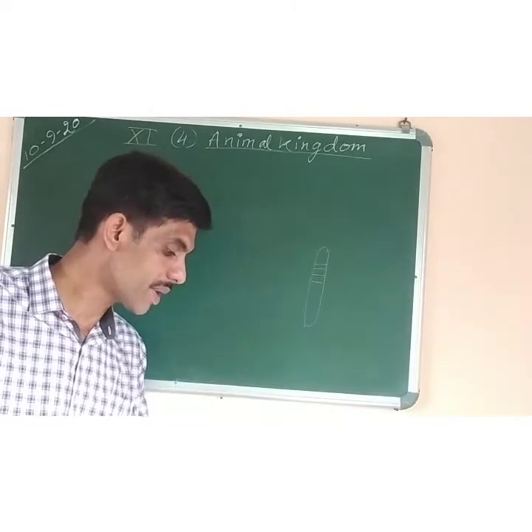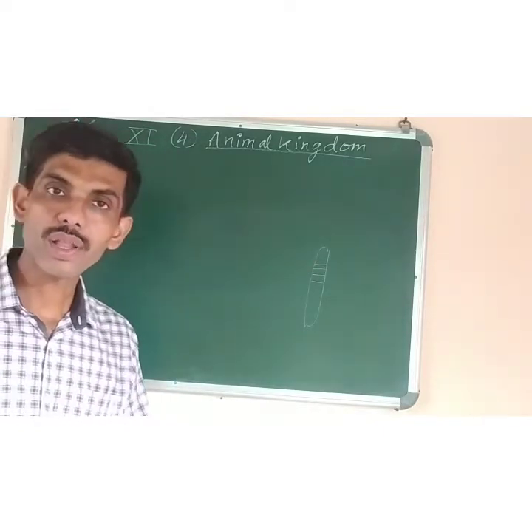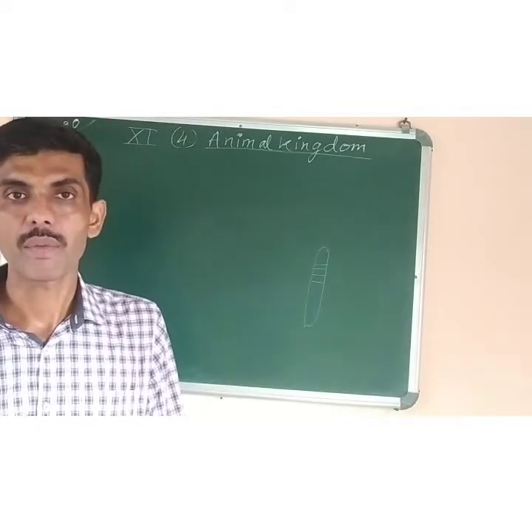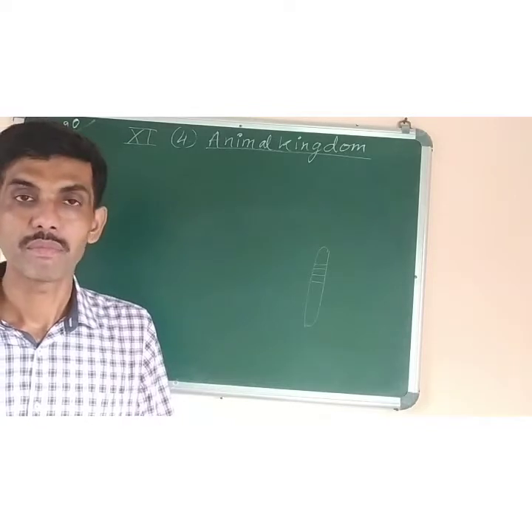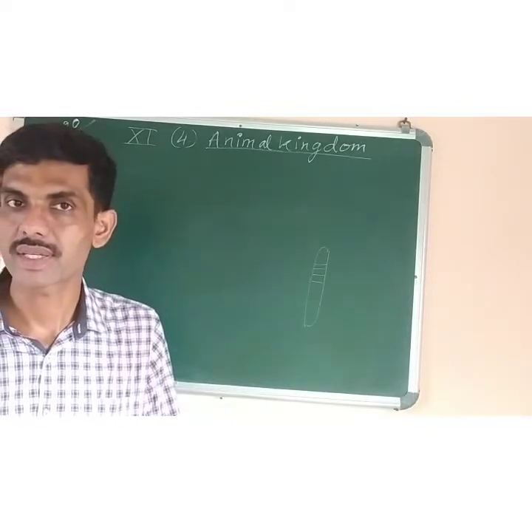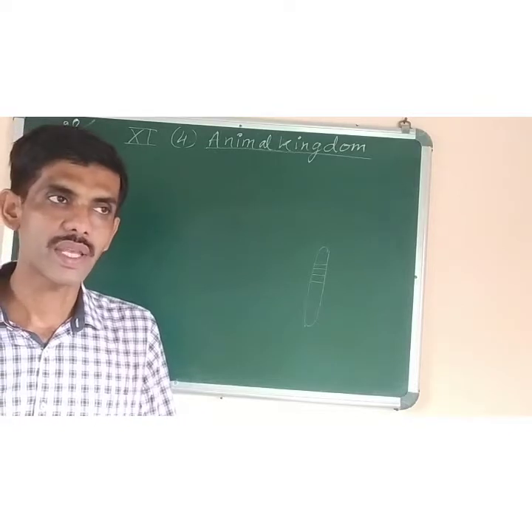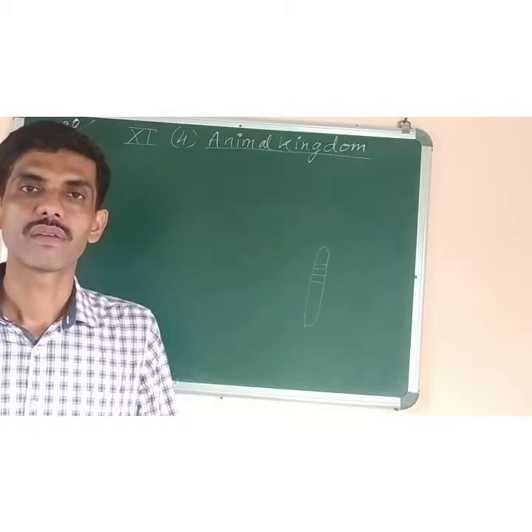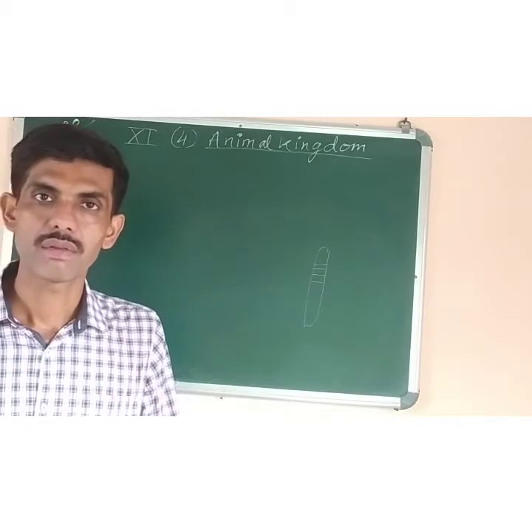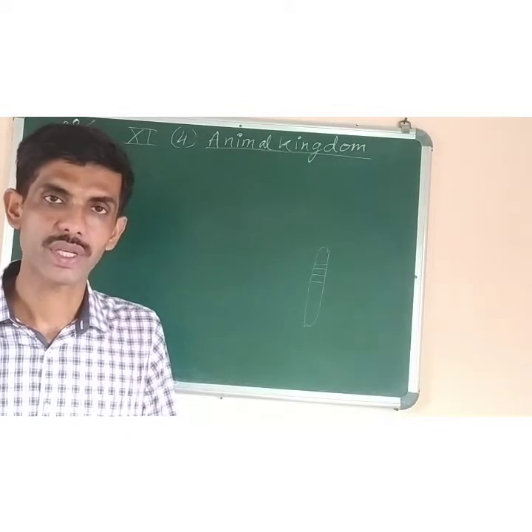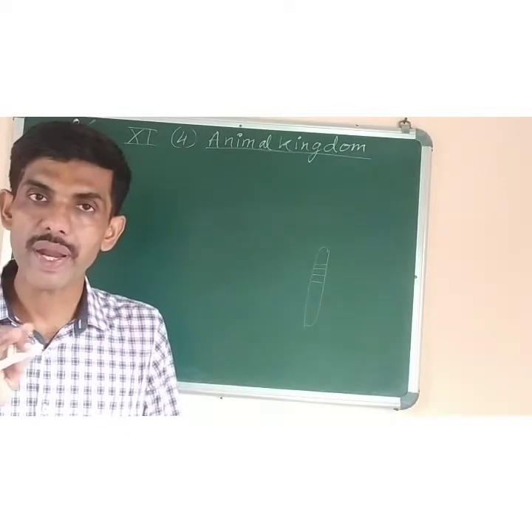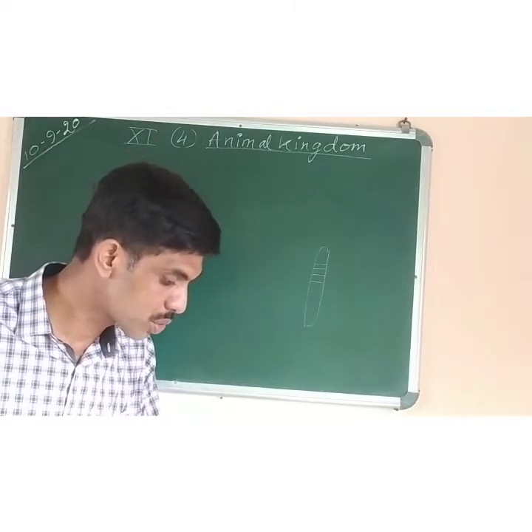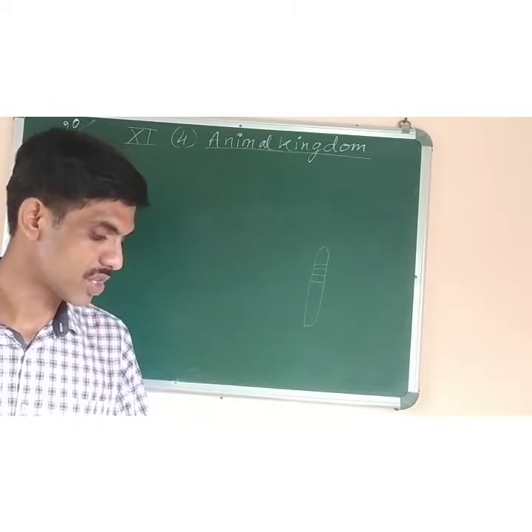So let's start with the levels of organization. Though all the animals, all the members which belong to animal kingdom, they are multicellular, but some of them may be unicellular, like amoeba is a single cell or unicellular animal. So they show different level of body organization. Those animals in which their bodies are made up of single cell or a group of cells in which they work independently without any link with each other, they show cellular level of organization.